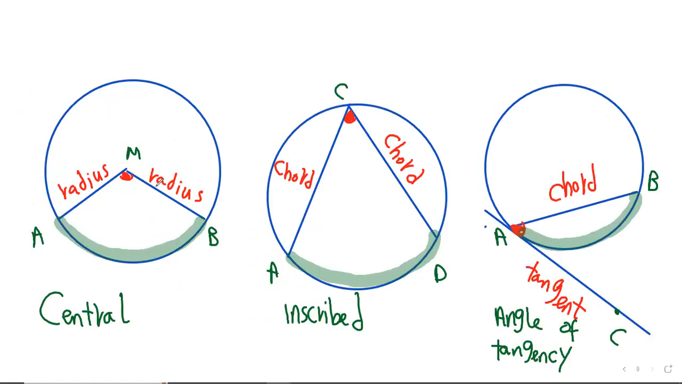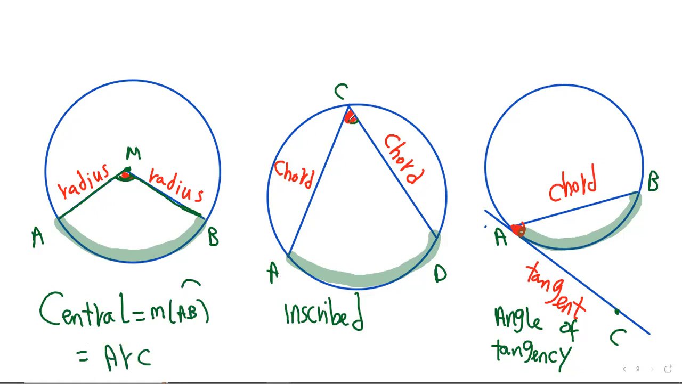Types of angles inside the circle. This angle here is a central angle, and the central angle has its vertex at the center of the circle, and the two sides of this angle are two radii in the circle. So we have here MB is a radius and MA is a radius, and the center of the circle is M. And the measure of the central angle is equal to the measure of the opposite arc AB. So the central angle is equal to the measure of the arc.